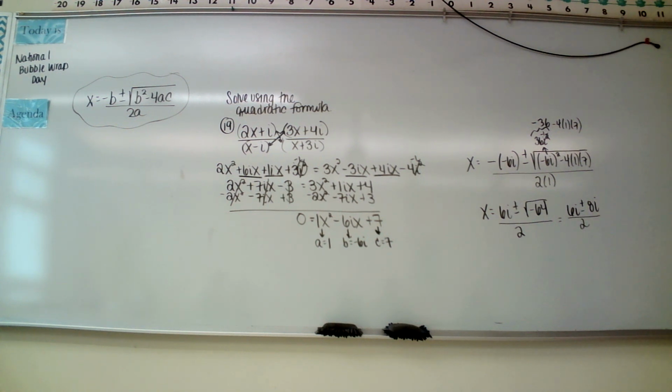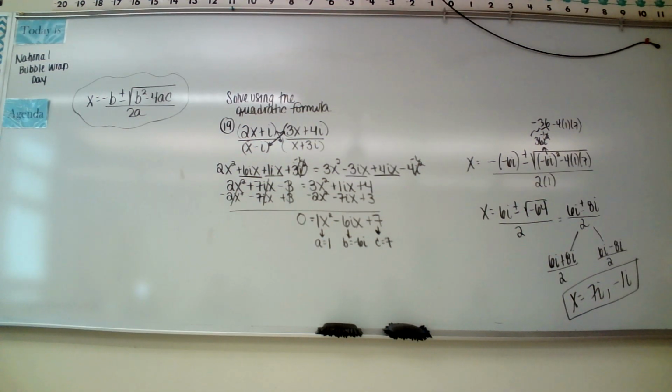And then at this point, if you can combine things, do it. I can, because these are like terms. The plus minus is going to give me my two answers. I'm going to do 6i plus 8i over 2, and I'm going to do 6i minus 8i over 2. That will give me 14i over 2, which is 7i, and negative 2i over 2, which is negative 1i. And that, my friends, are our two answers.